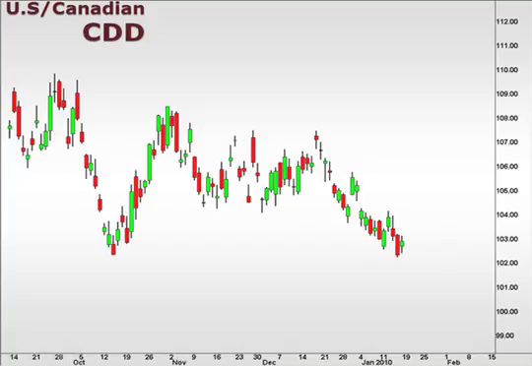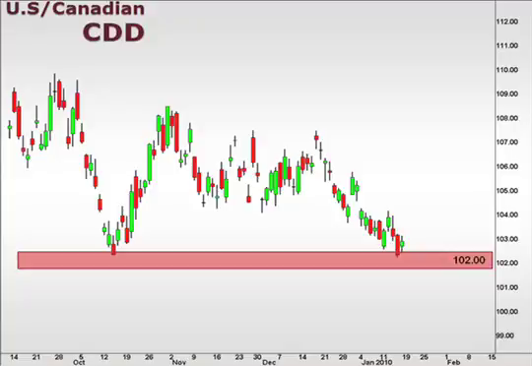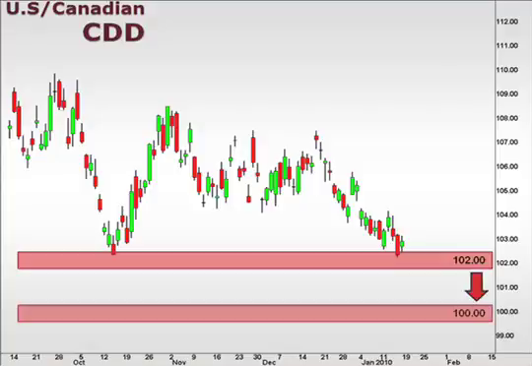Let's take a look at the US versus the Canadian dollar as seen here in the ISE FX Options pair value CDD. Well, the pair value tested 102 and held as of Friday. A break below this 102 support level opens the window for a move down into the 100 focal zone, which of course reflects a US Canadian dollar par.